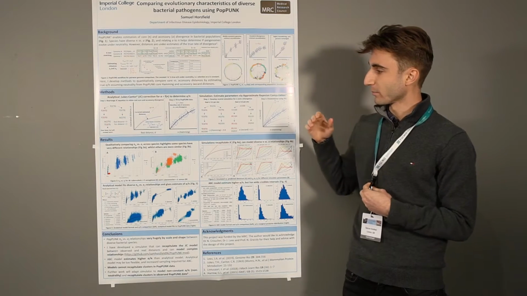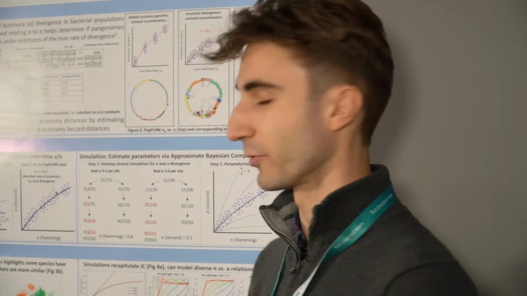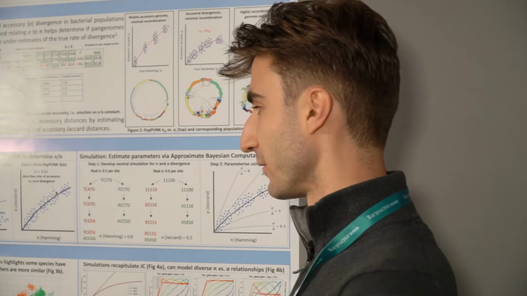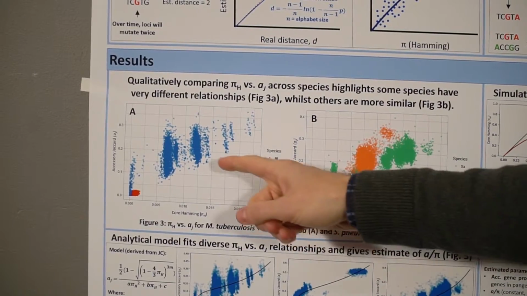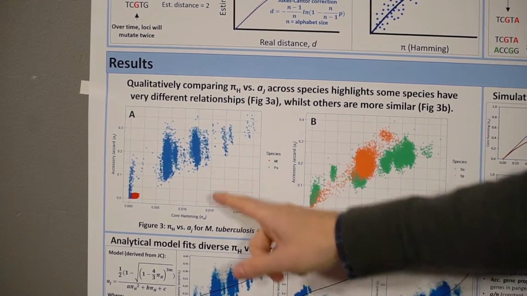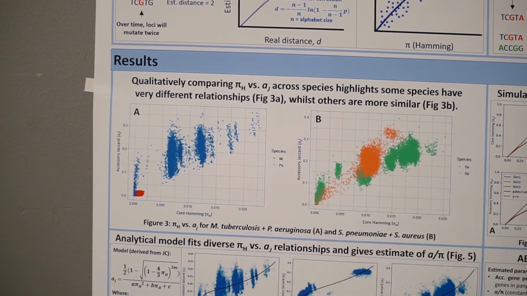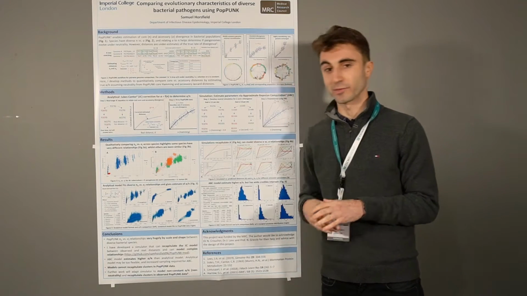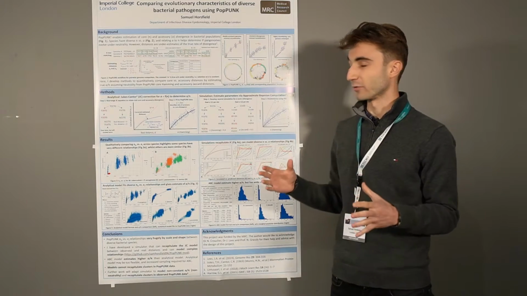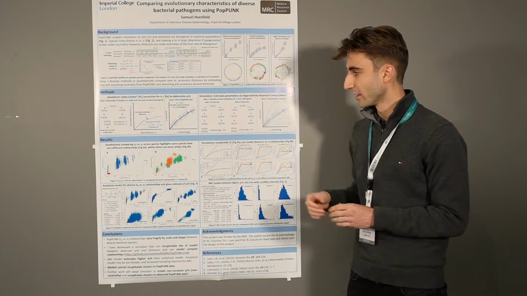So I have data sets from 20 bacterial species, ranging in size from 1,000 genomes up to 50,000 genomes across 6 phyla. And this is just a snapshot of 4 data sets and the core and accessory relationship between them. In red is TB, and in blue is Pseudomonas aeruginosa. You can see there's a massive difference in the scale of diversity in these 2 bacterial species.